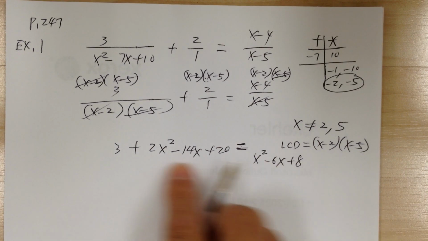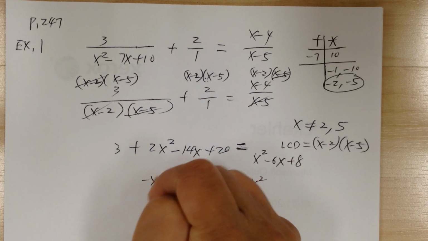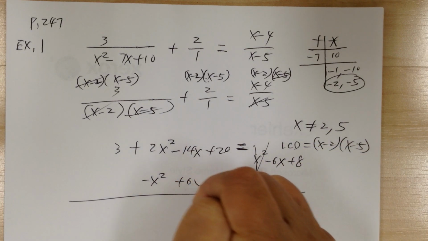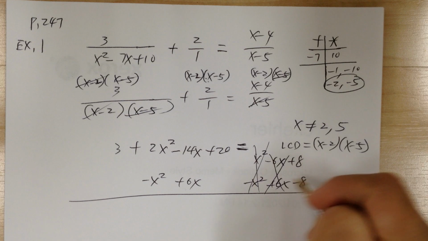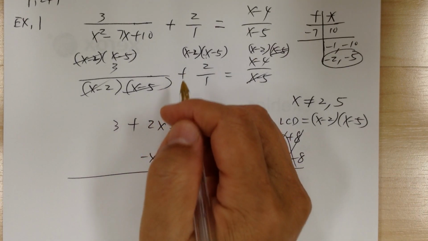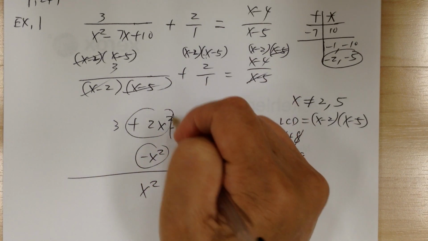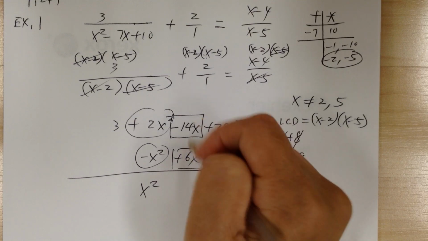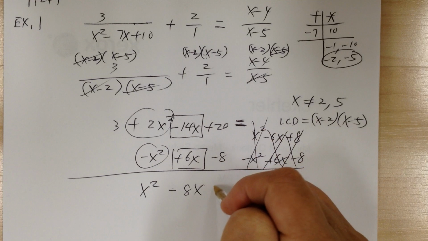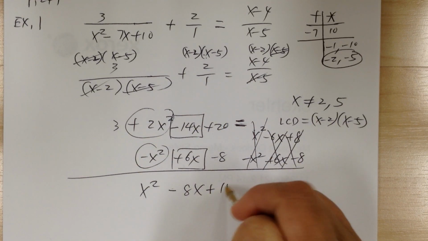From here, let's move things over to this side. So let's subtract x squared on both sides. This will cancel out. Plus 6x, plus 6x. So this will cancel out. Minus 8, so this will cancel out. So over here, the square term, you're going to get x squared. And the linear term is going to give you minus 8x. And this will give me 20 minus 8 is 12, plus 3 will become plus 15.